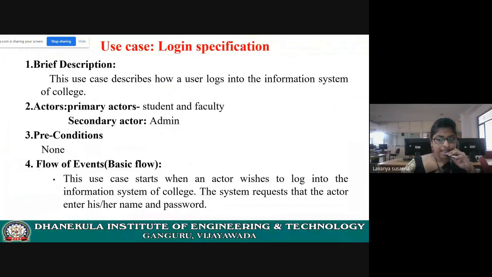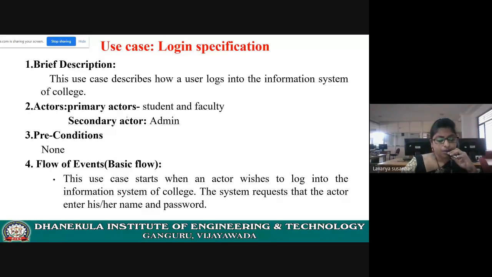Use case starts when an actor wants to log into the system. That is the first point. Next point, after clicking, you need to enter the username, right? Second point: the system requests an actor to enter username. Don't write in one sentence. You should write like this: the system requests the actor to enter his or her username. Next point, the system requests the actor to enter password.